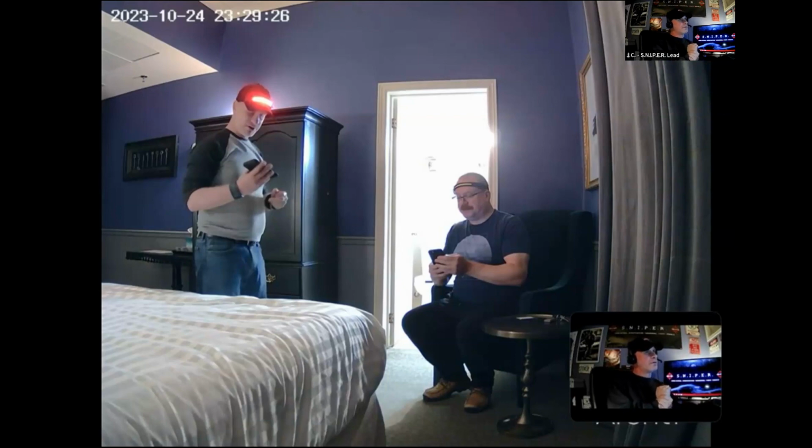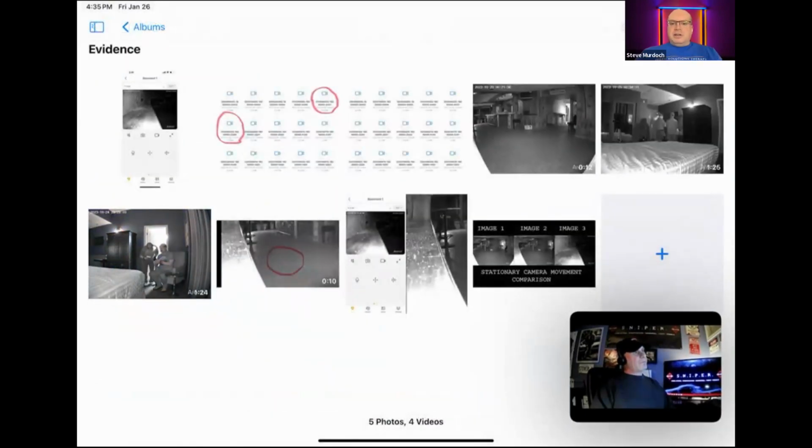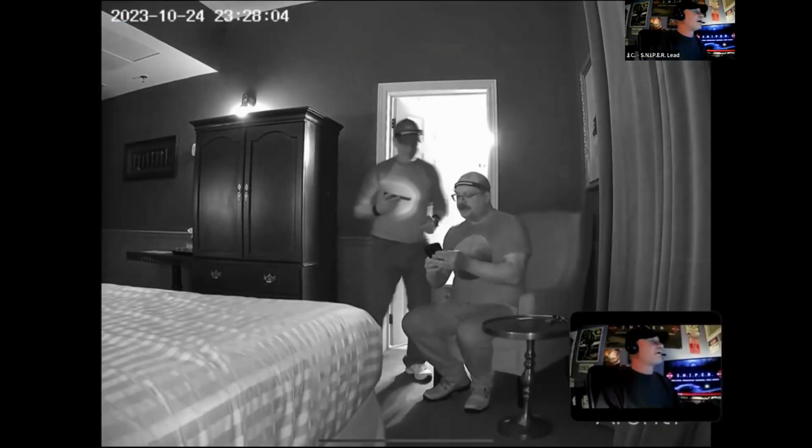Sometimes it would just lock onto the closet and stay there. So we ended up turning off all the motion settings to try and eliminate any type of camera malfunction. And what time was that timestamp at on that video?